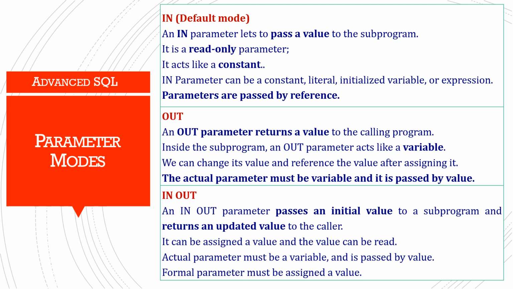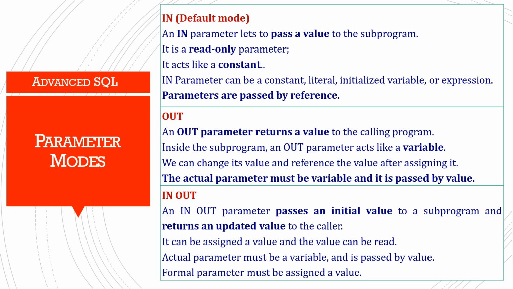Now let us discuss the various parameter modes used in subprograms. Three modes are there: IN mode, OUT mode, and IN OUT mode. The IN mode is the default mode, and an IN parameter lets you pass a value to the subprogram. It is a read-only parameter and acts like a constant. An IN parameter can be a constant, a literal, an initialized variable, or an expression, and these parameters are passed by reference.